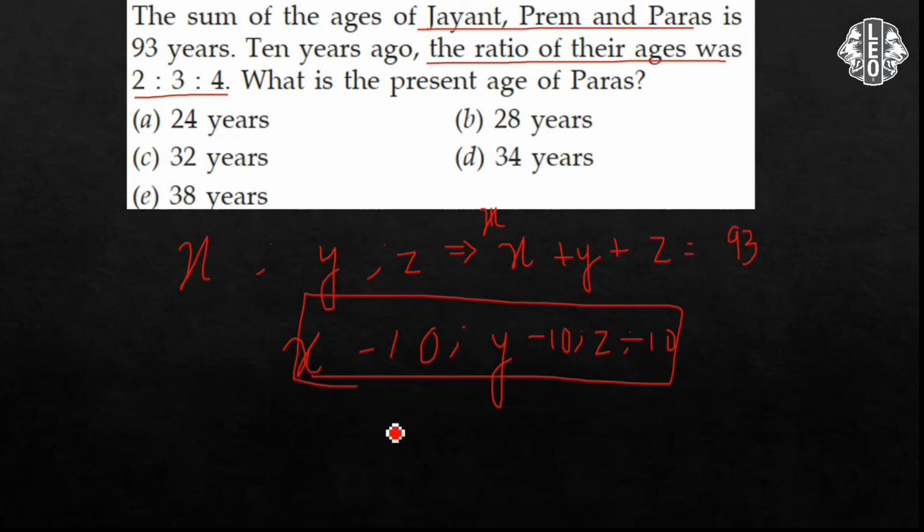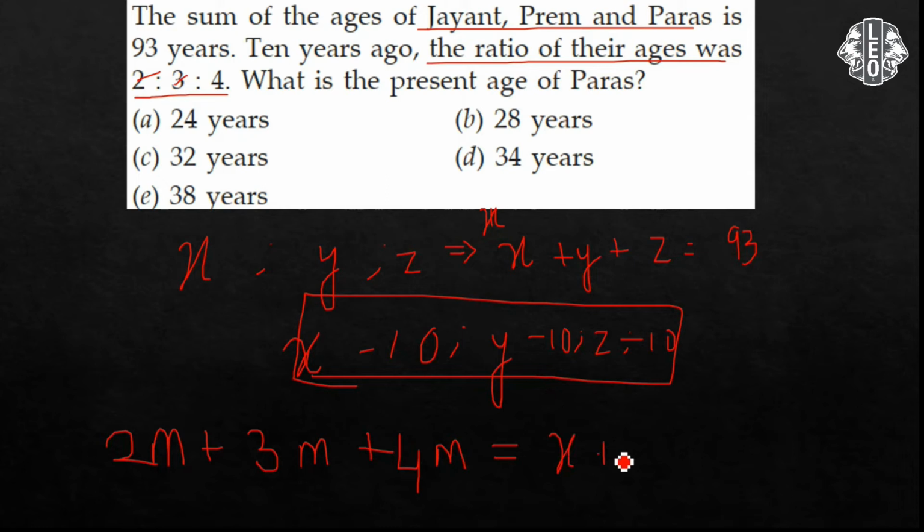Okay. So I'm using the same method. 2x, 3x, so I'm considering m. So 2m plus 3m plus 4m is the sum of these ages, right? So what will you get? x plus y plus z minus 30. Am I correct?